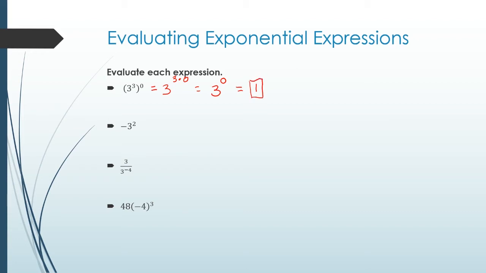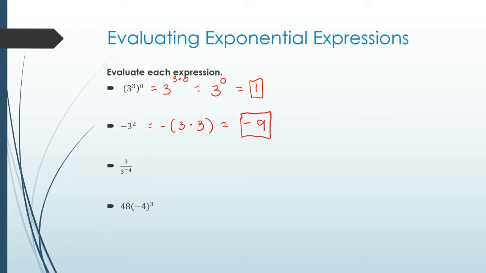The second one here is negative 3 squared. So this is a very common one that people get wrong because the negative is not included in this square. So this is negative 3 times 3, if you want to think of it that way. So we're not squaring negative 3, we're squaring 3 with a negative outside. So 3 squared is 9, so your answer here is negative 9.